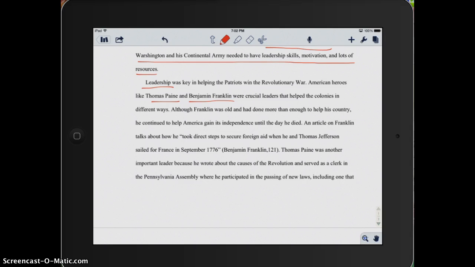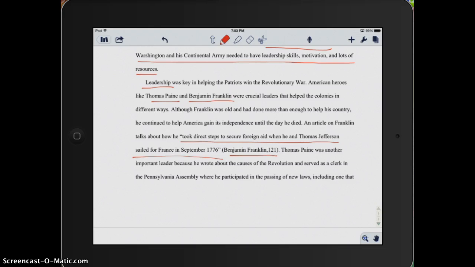Although Franklin was old and had done more than enough to help his country, he continued to help America gain its independence until the day he died. An article on Franklin talks about how he took direct steps to secure foreign aid when he and Thomas Jefferson sailed for France in September 1776. So this person gave us a quote. This quote came from an article about Benjamin Franklin on page 121. There's their research, there's their citation, so far so good.